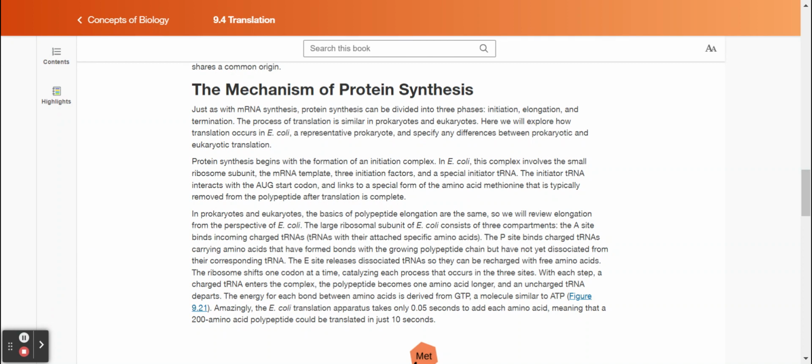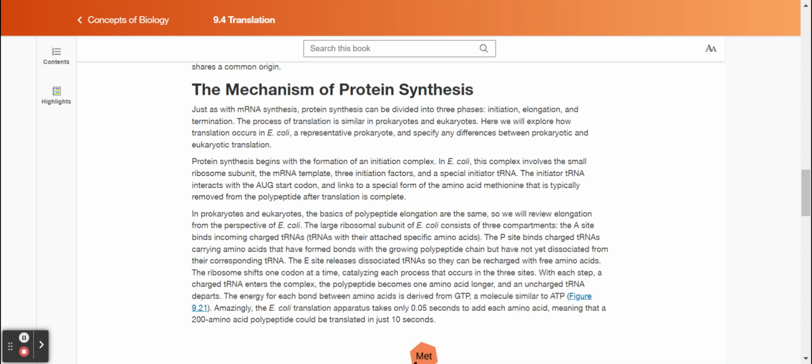The mechanism of protein synthesis. Just as with mRNA synthesis, protein synthesis can be divided into three phases: initiation, elongation, and termination. The process of translation is similar in prokaryotes and eukaryotes. Here, we will explore how translation occurs in E. coli, a representative prokaryote, and specify any differences between prokaryotic and eukaryotic translation.